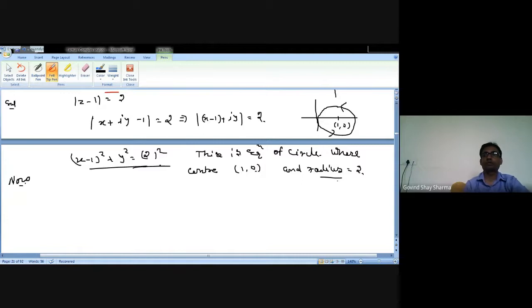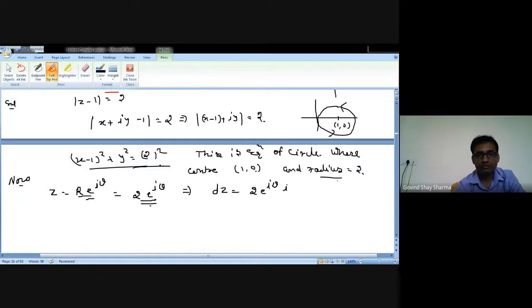I told you that when we discuss a circle we change z is equal to r e to the power i theta. Here r is equal to 2, so we can put z equal to 2 e to the power i theta. So dz is equal to, this is our setting of z and dz. Now this is over there.